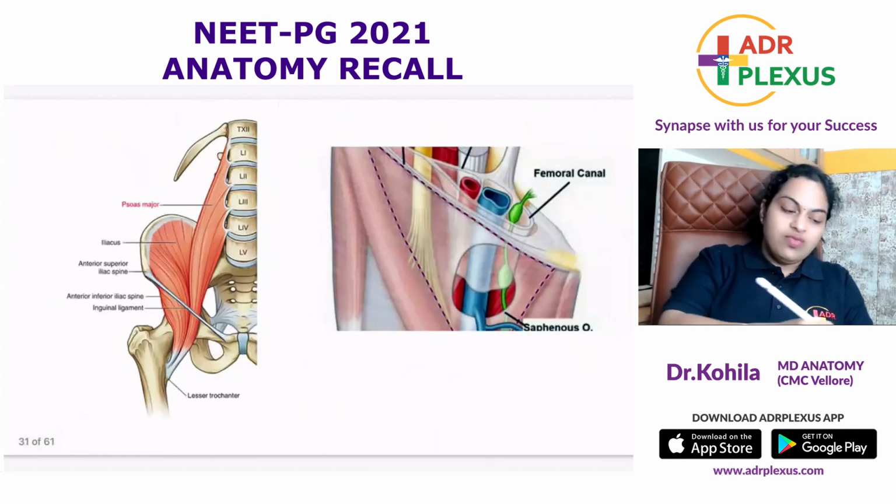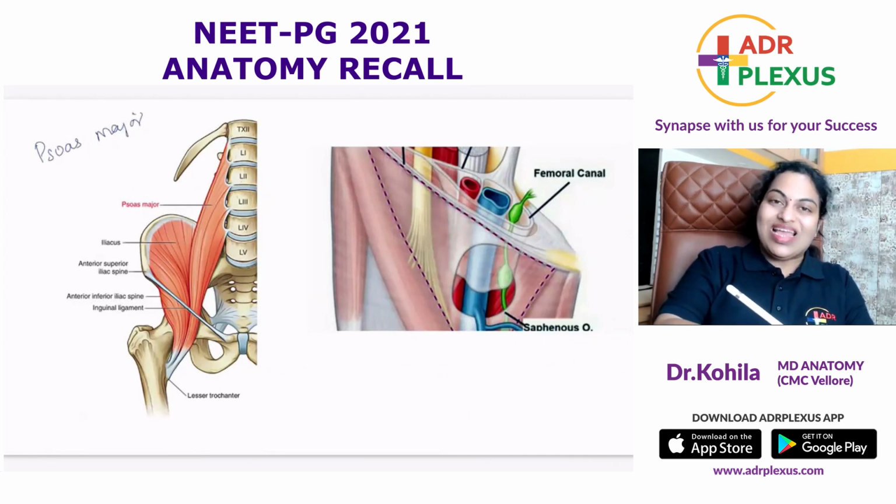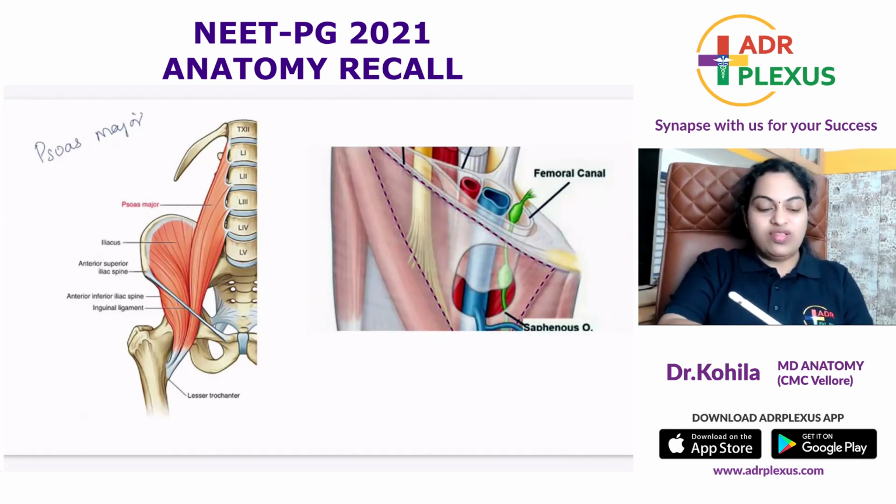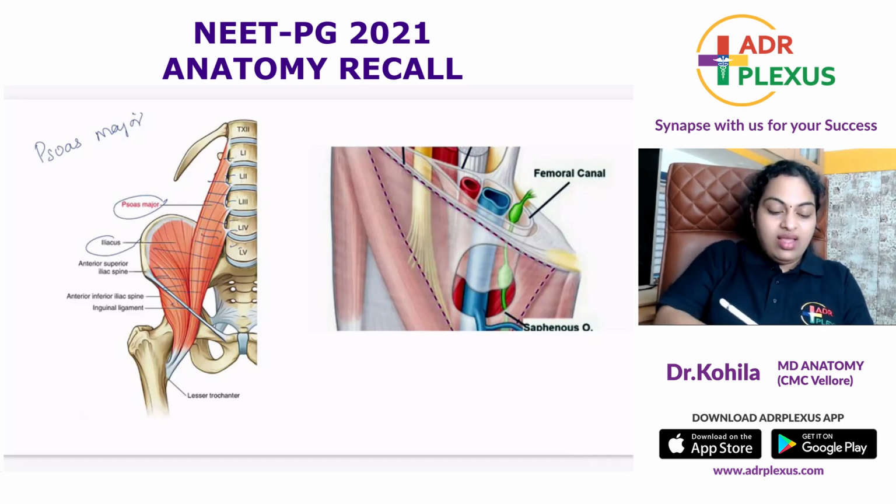The psoas major muscle, as you see here, is paravertebral, originating from the anterior surface of the transverse process and the sides of the body of the lumbar vertebra. You can see the iliacus here, psoas major here. It is covered by the psoas fascia. Lower down, it will be covered by the fascia iliaca. You can see it entering the femoral triangle there.